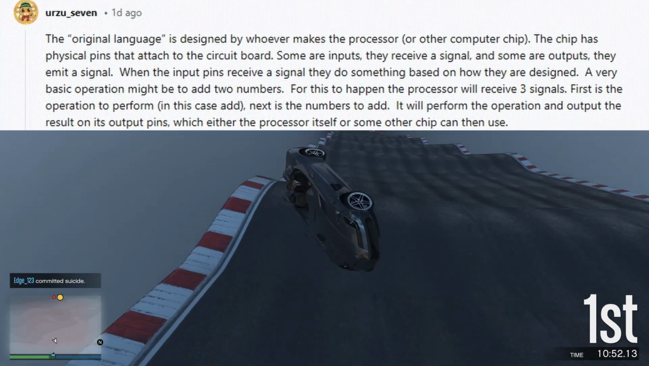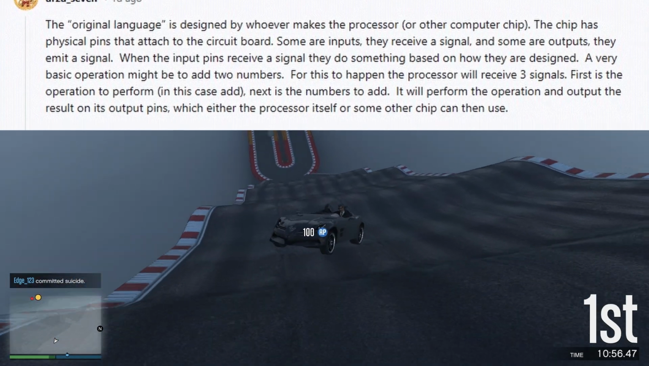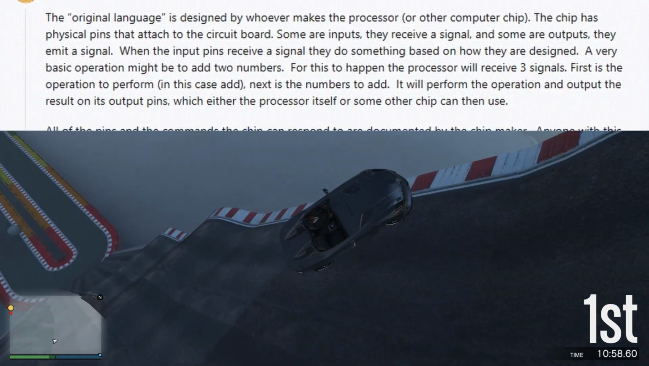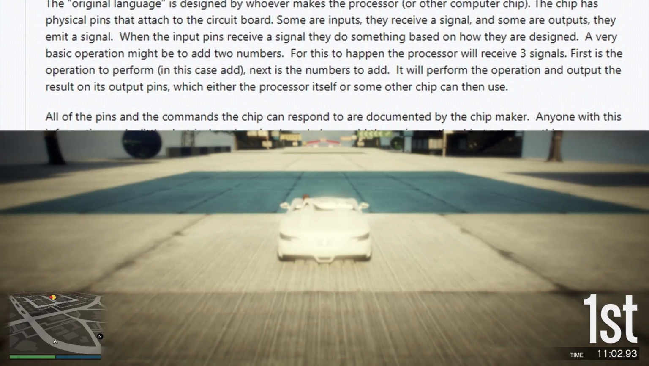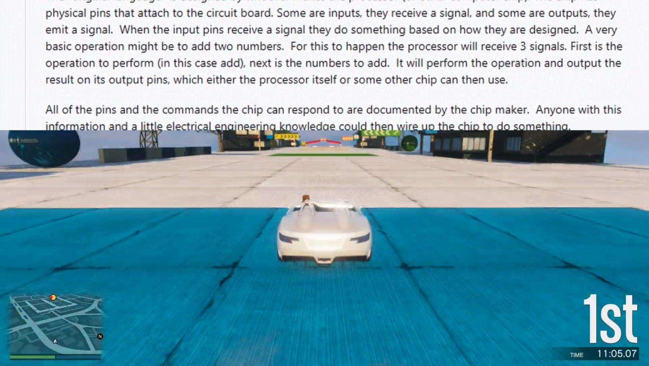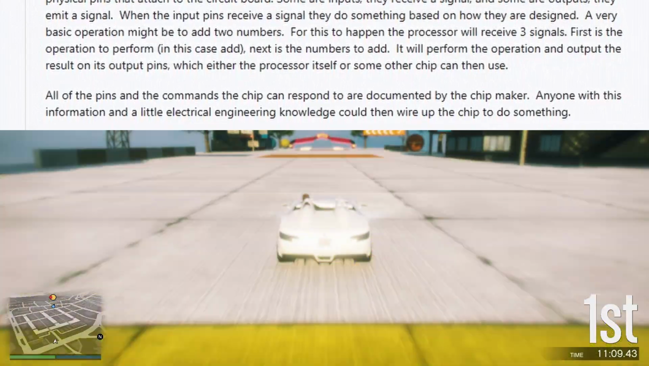A very basic operation might be to add two numbers. For this to happen, the processor will receive three signals. First is the operation to perform, in this case add, next is the numbers to add. It will perform the operation and output the result on its output pins, which either the processor itself or some other chip can then use.